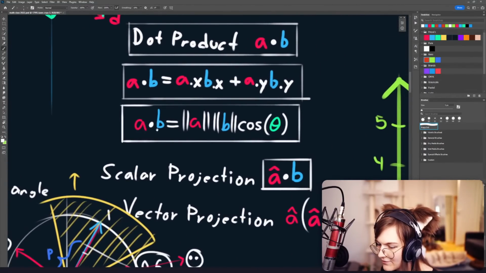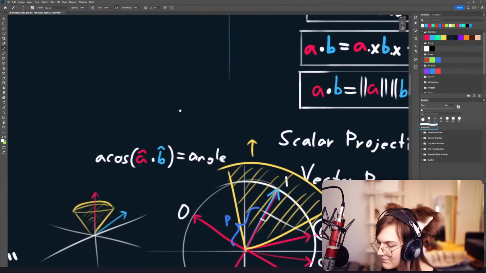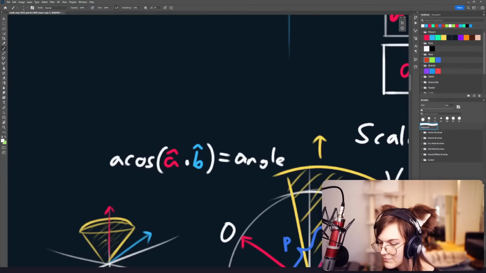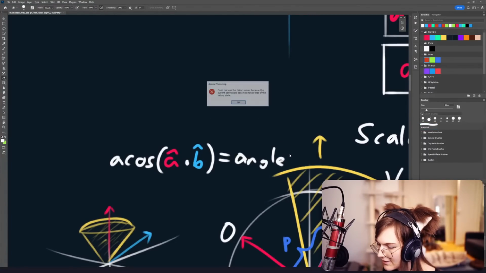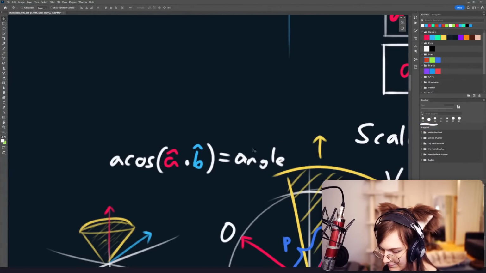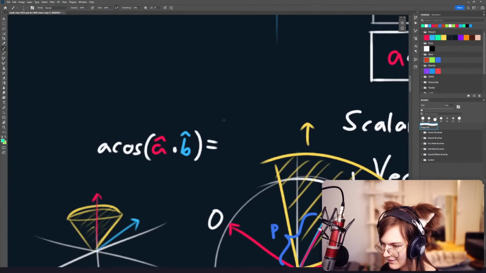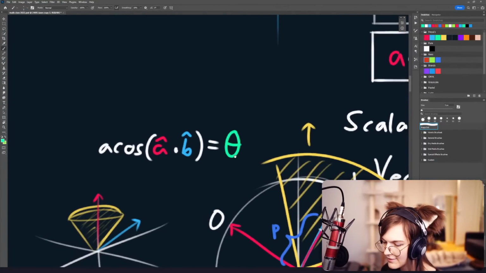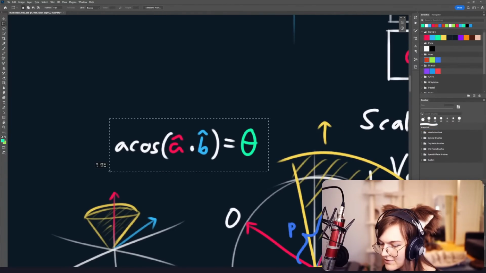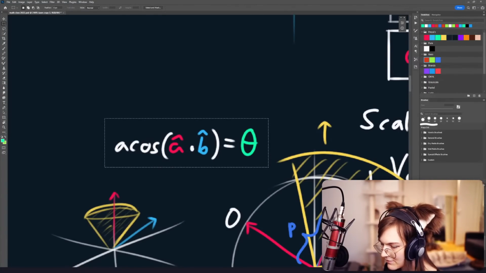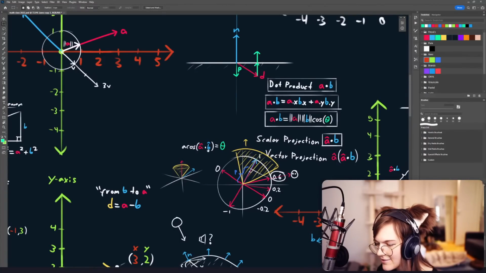Because if we just have A dot B equals the cosine of the angle, then we do the arc cosine on both sides, and then we get the angle theta out of this. So we can erase that. Then we have our angle theta. And so this is a very classic use case of the dot product, just to get the angle between two normalized vectors, which I think is kind of cute that you can do that.